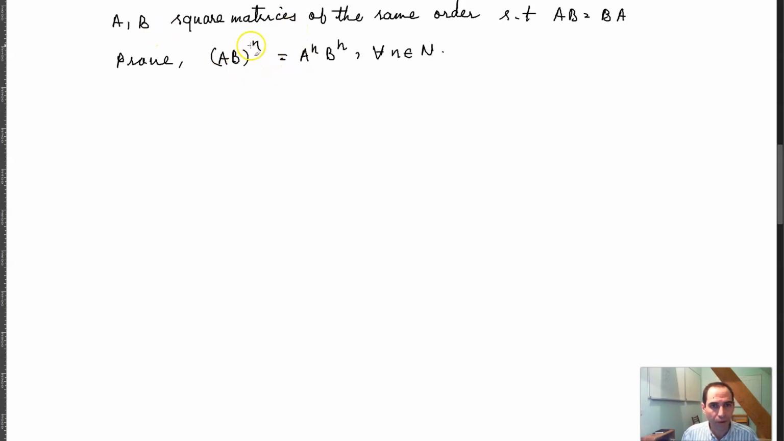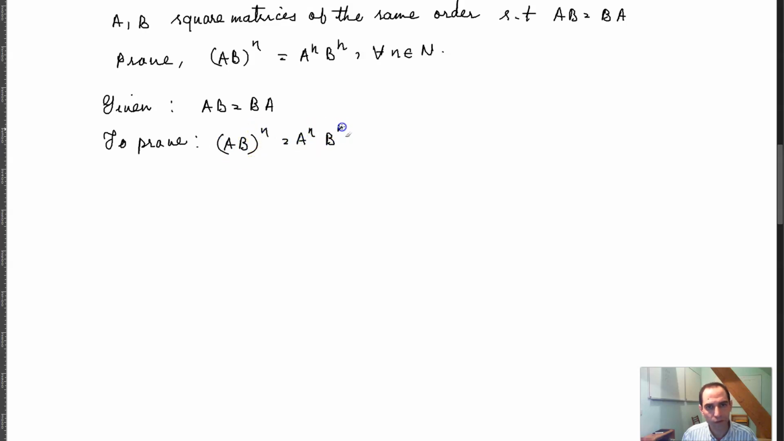So now the given in this problem is that AB is equal to BA, and that the two matrices are square matrices of the same order. You want to prove that (AB) raised to the power n is equal to A raised to the power n times B raised to the power n for all n belonging to the set of natural numbers. So that would be your P of n. I'm going to use again the same principle of mathematical induction.